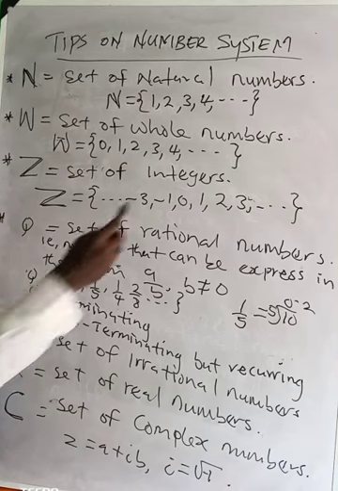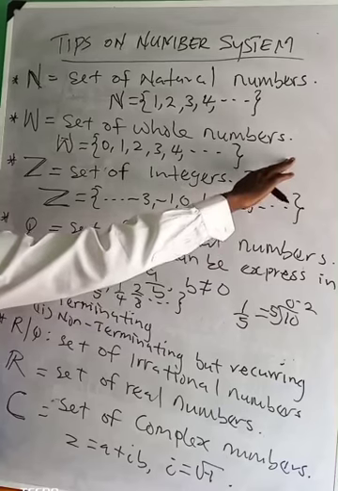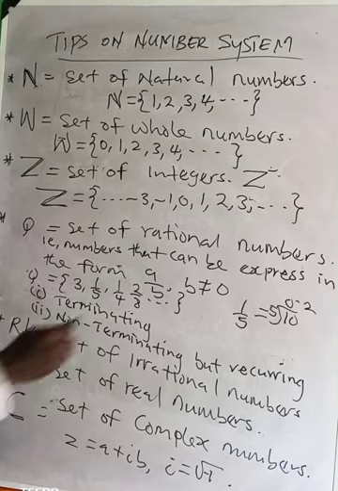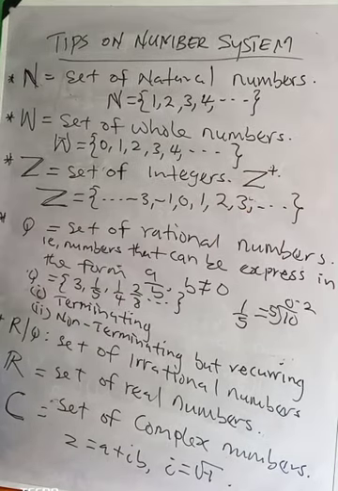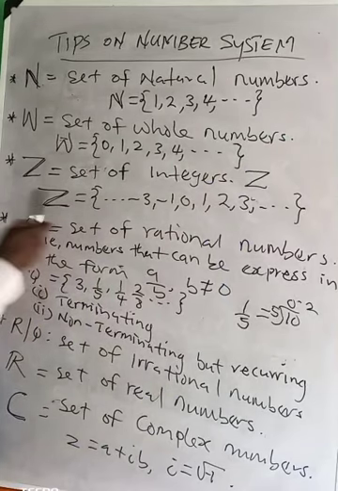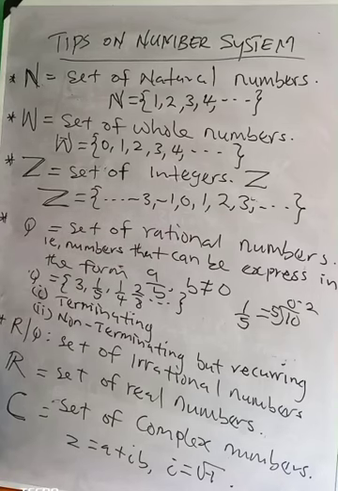Third on the list is set of integers. And of course, we have what we call negative integers. If you are interested in only negative, Z minus, set of all the negative whole numbers, set of negative integers. Then we also have Z plus, which is talking about set of positive integers. Combining, we just have Z, set of integers from negative infinity to positive infinity. Of course, starting from negative numbers down to positive numbers.